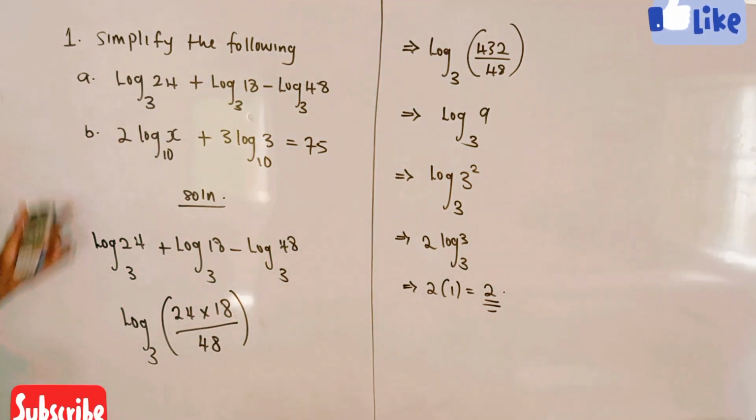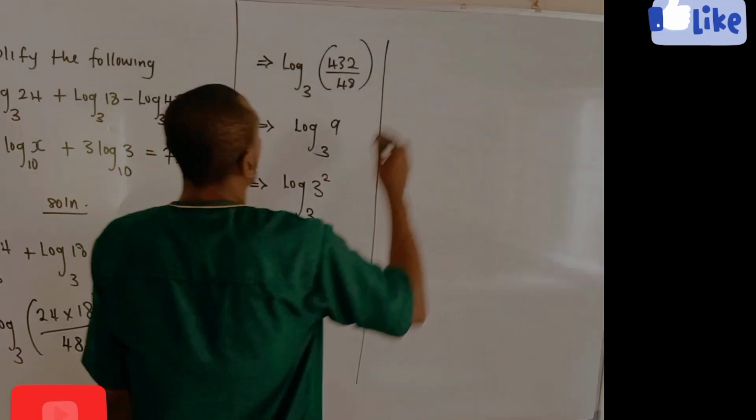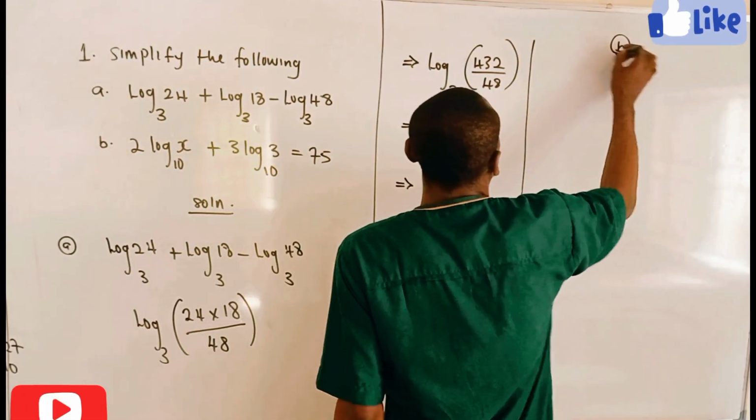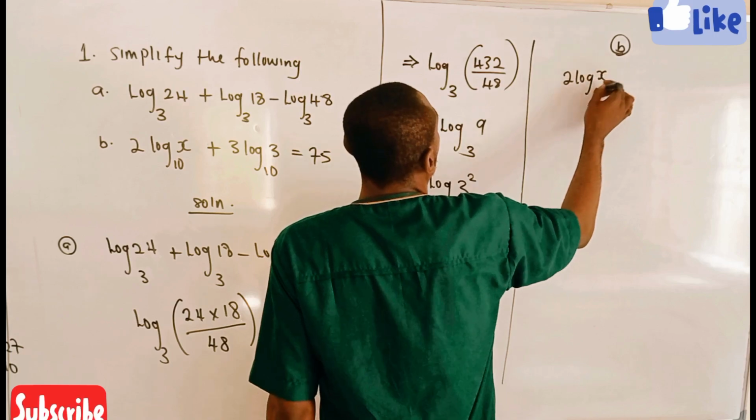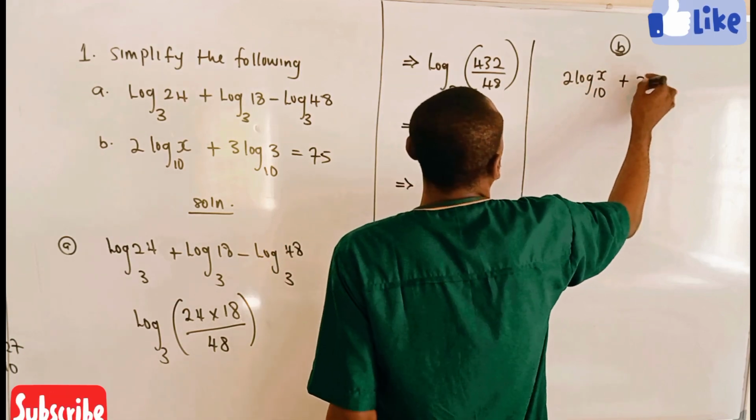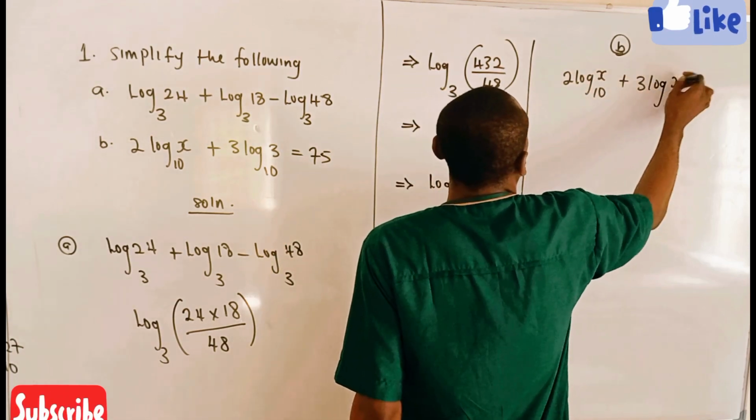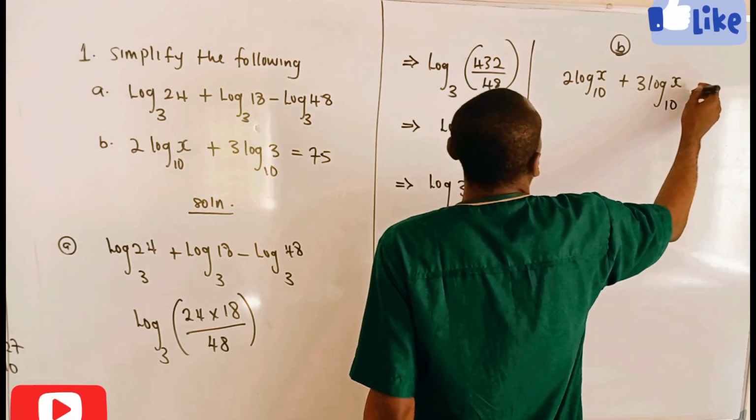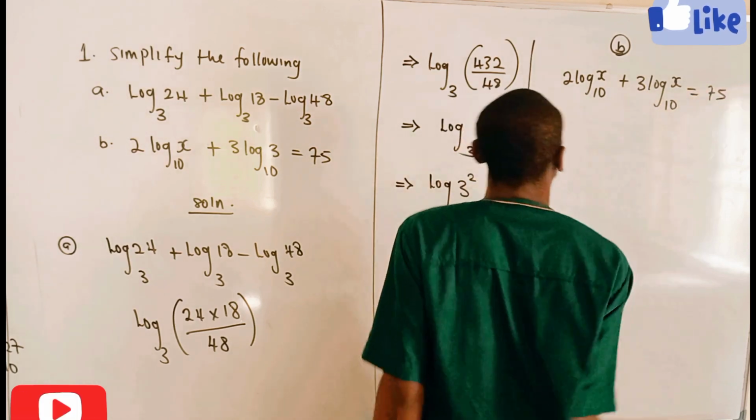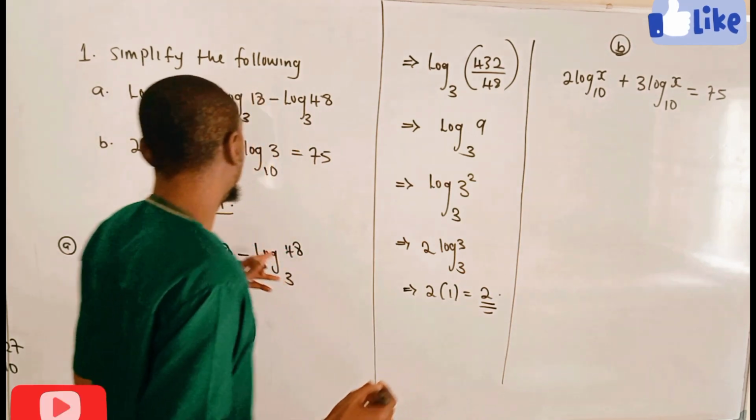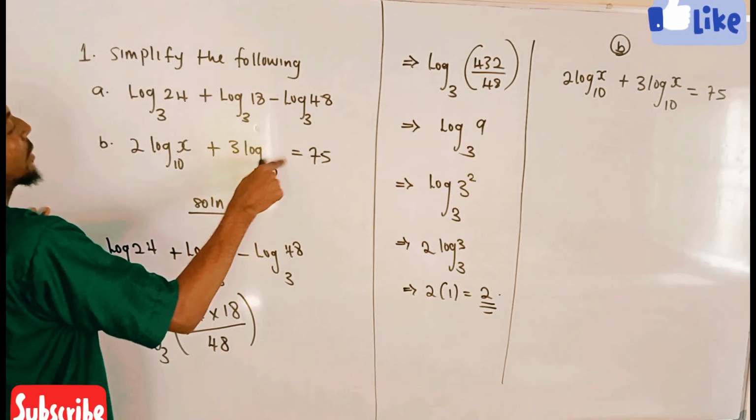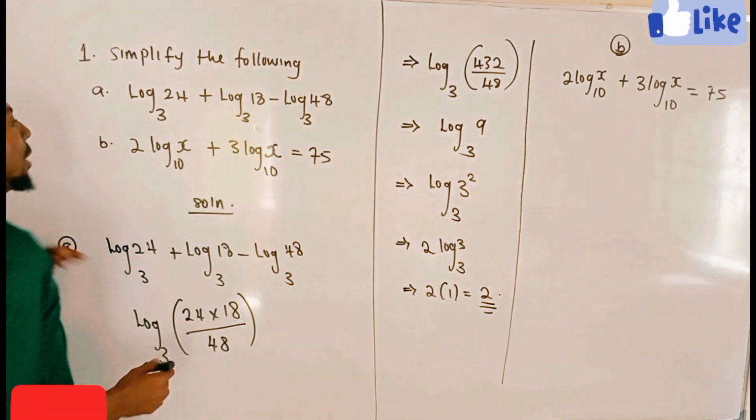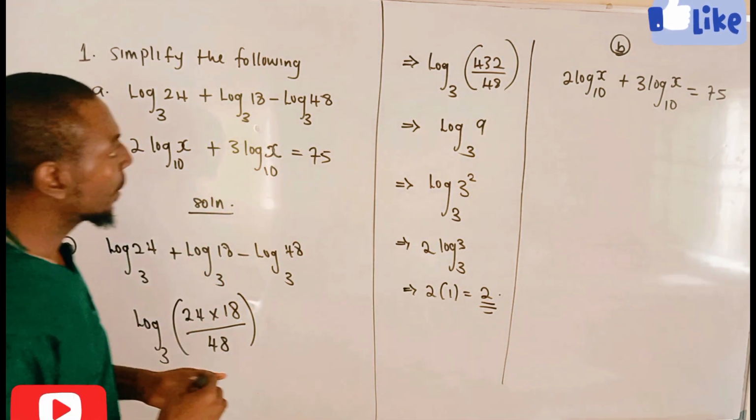Okay, then the B part of the question. We have 2 log x to base 10 plus 3 log x to base 10 equal to 75. Okay, there is a little mistake here. Here is supposed to be x and not 3. Okay, so we have x there.